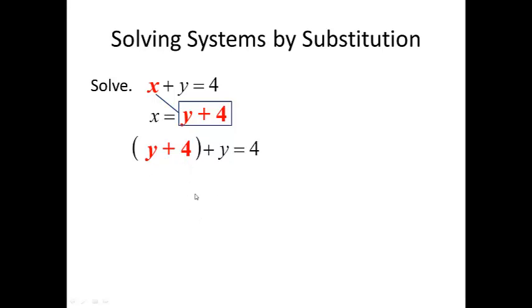So just combining my like terms, I get 2y plus 4 is equal to 4. Subtracting 4 from both sides, I get 2y is equal to 0. Divide both sides by 2, I get y is equal to 0.